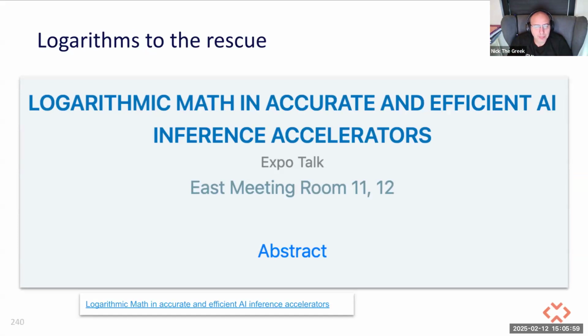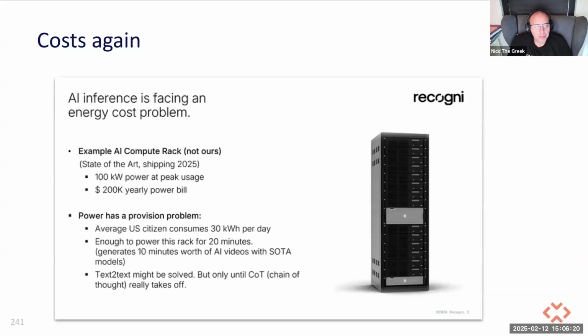Now, this talk was hidden between Expo talks. As we said, Expo usually has to do with the industry, and seeing a talk like "Logarithmic Math in Accurate and Efficient AI Inference Accelerator" kind of caught my eye, and I wanted to learn more about that. And there's this company called, I didn't know them before that, Recogni. I'm not even sure if I pronounce it properly.